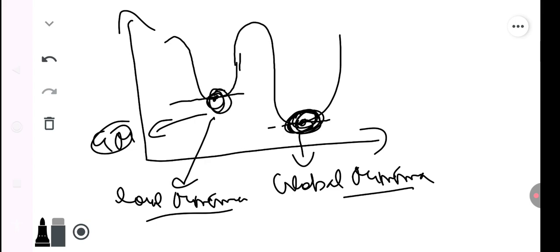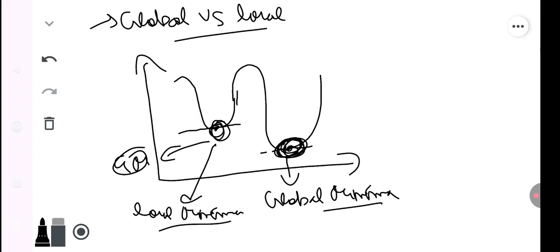But we have a far down valley which the machine did not see. So it is called global minima. So this is another problem.